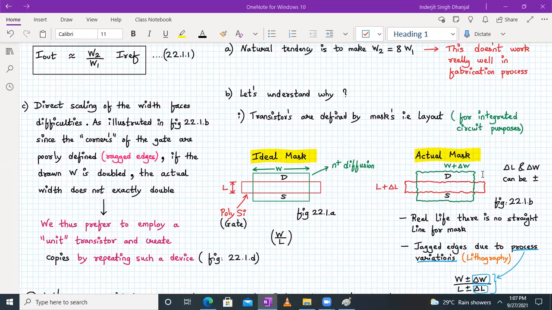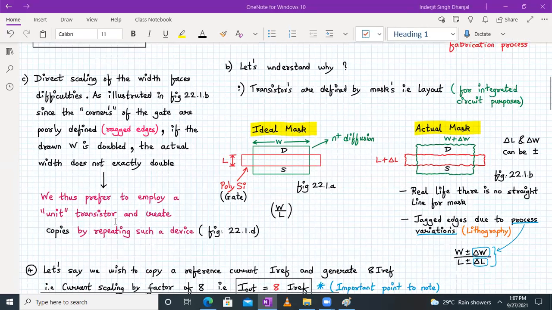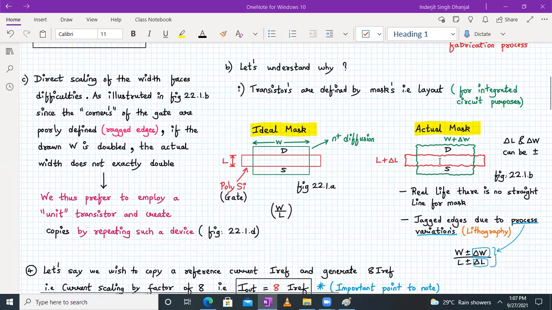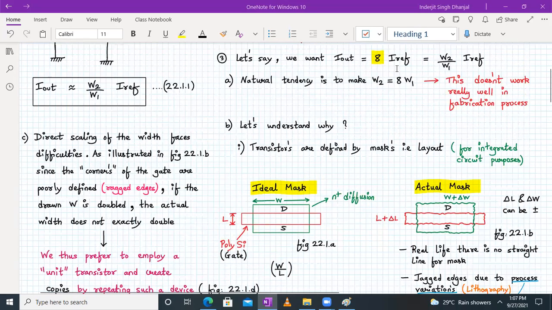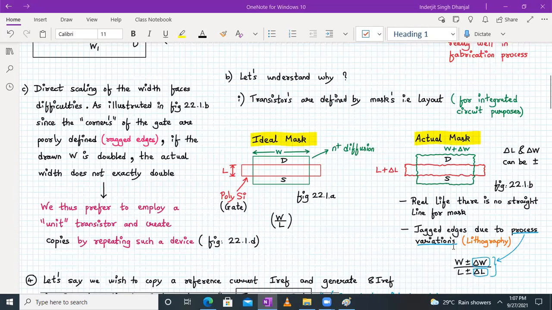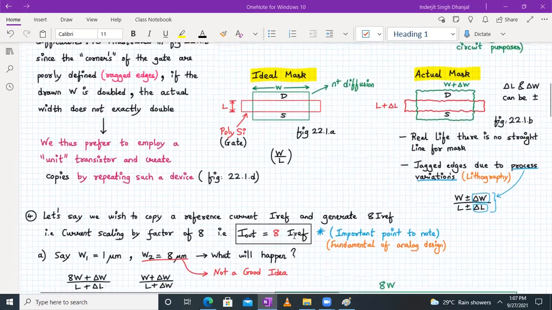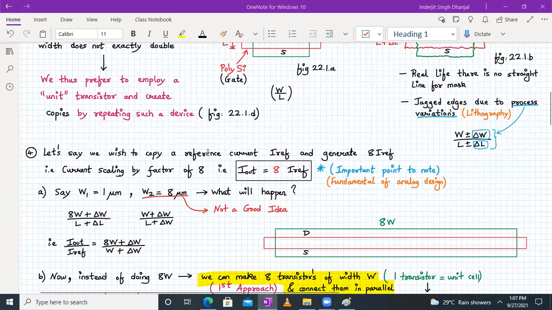That's the problem. That's why we prefer to employ a unit transistor. It's a new concept: a unit cell design, where you create a unit transistor and then create multiple copies by repeating such a device. Let us try to understand this further. I hope you have understood why we cannot directly scale W2 as 8 times W1, because of the ragged edges during the lithography and fabrication processes. So let's say that we wish to copy a reference current, I reference, and generate 8 times I reference.